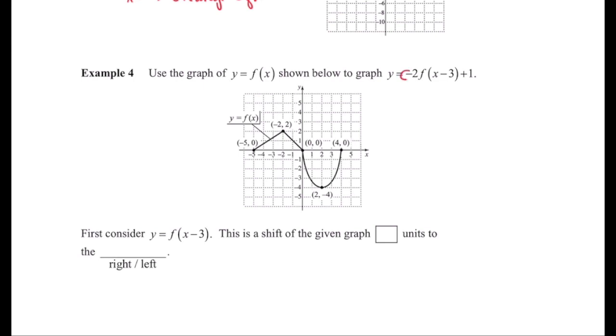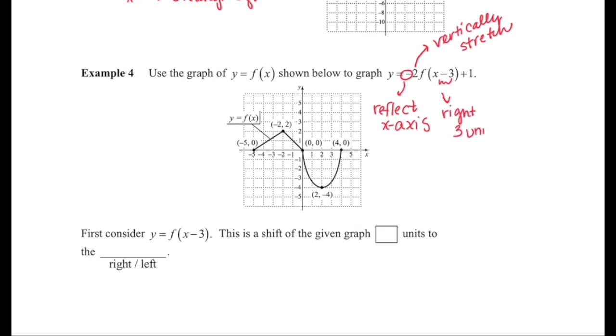This negative on the outside tells us that we need to reflect across the x-axis. This 2 on the outside of our function tells us that we're going to vertically stretch. The negative 3 on the inside tells us that we're going to shift right 3 units. And this positive 1 on the outside tells us that we're going to shift up 1 unit.